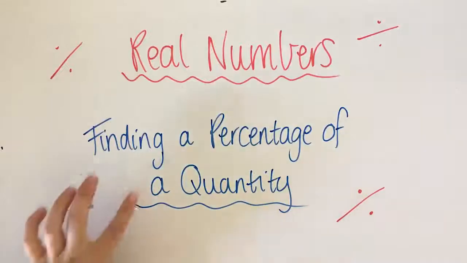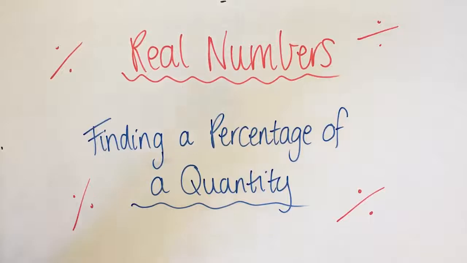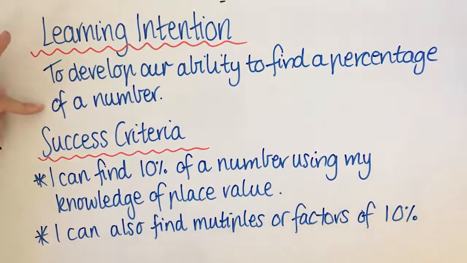So in this lesson, you're going to be looking at real numbers again, but this time we're going to be finding a percentage of a quantity. So say 50% of a number or 30% of another number, okay? So our learning intention is to develop our ability to find a percentage of a number.